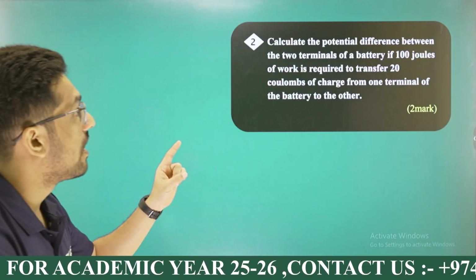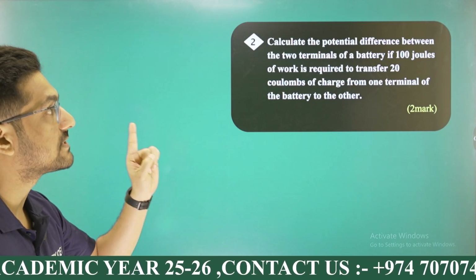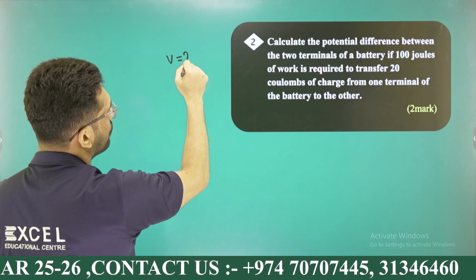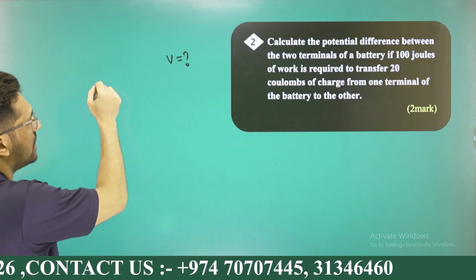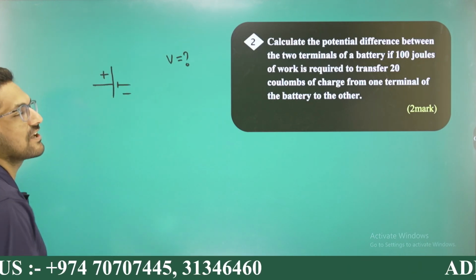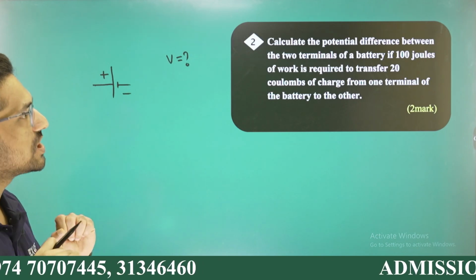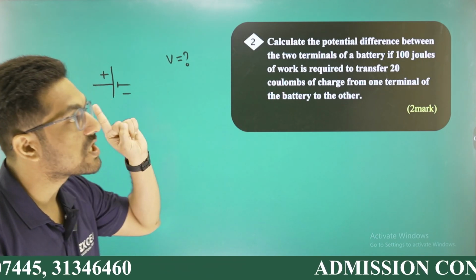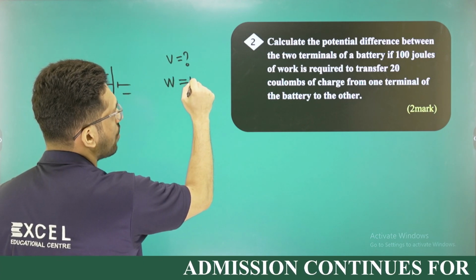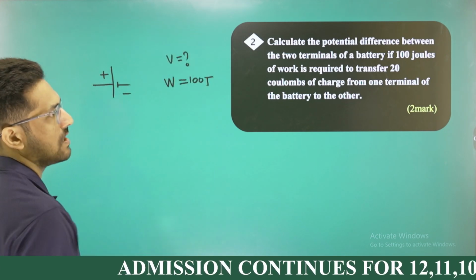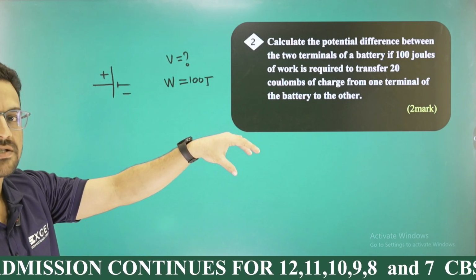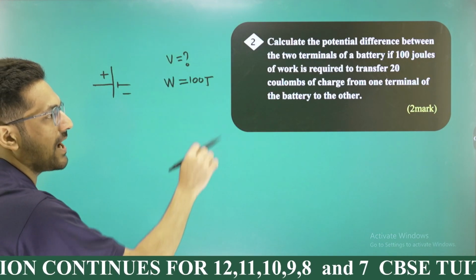What is the next one? Calculate the potential difference between the two terminals of a battery. This is the positive terminal and the negative terminal. You have to find the potential difference. If 100 joule of work, so work is equal to 100 joule, is required to transfer 20 coulomb of charge from one terminal of the battery to the other.